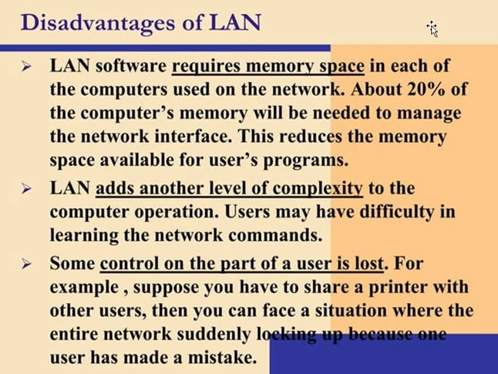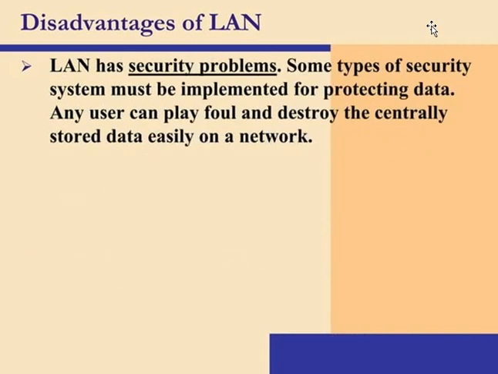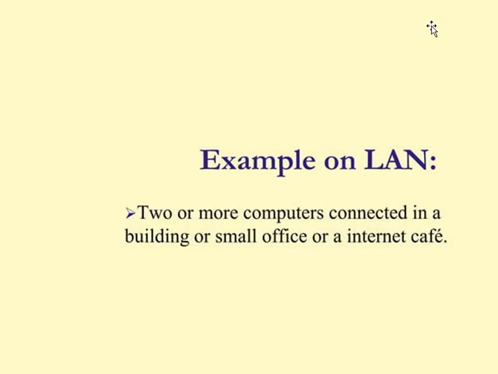For example, suppose you have shared a printer with other users. You can face a situation where the entire network suddenly locks up because one of the users has made a mistake. Another disadvantage is that it has security problems. Some type of security system must be implemented for protecting data. Any user can play foul and destroy the entire central system. An example of a LAN is two or more computers connected in a building.